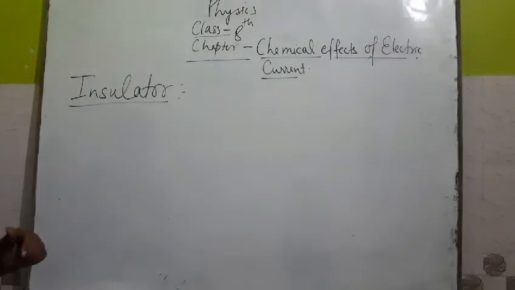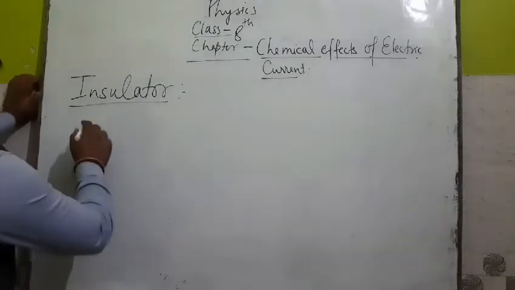Now examples: dry wood, sulfur, plastic, glass, quartz, and dry pieces of cloth are some common insulators. We know what a cation is, and we have already discussed cation and anion. Now after that we will discuss electrolysis.